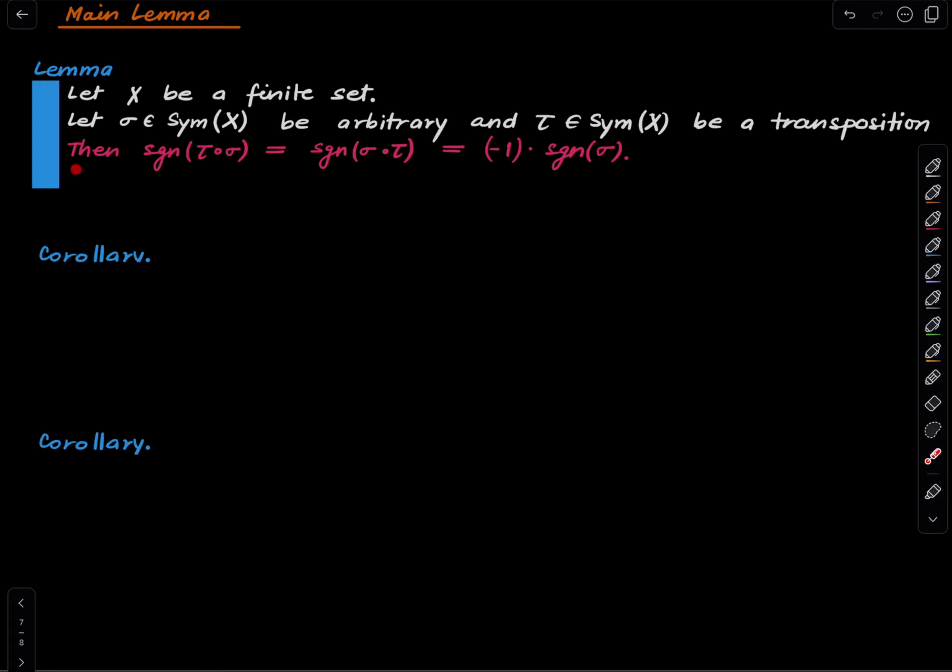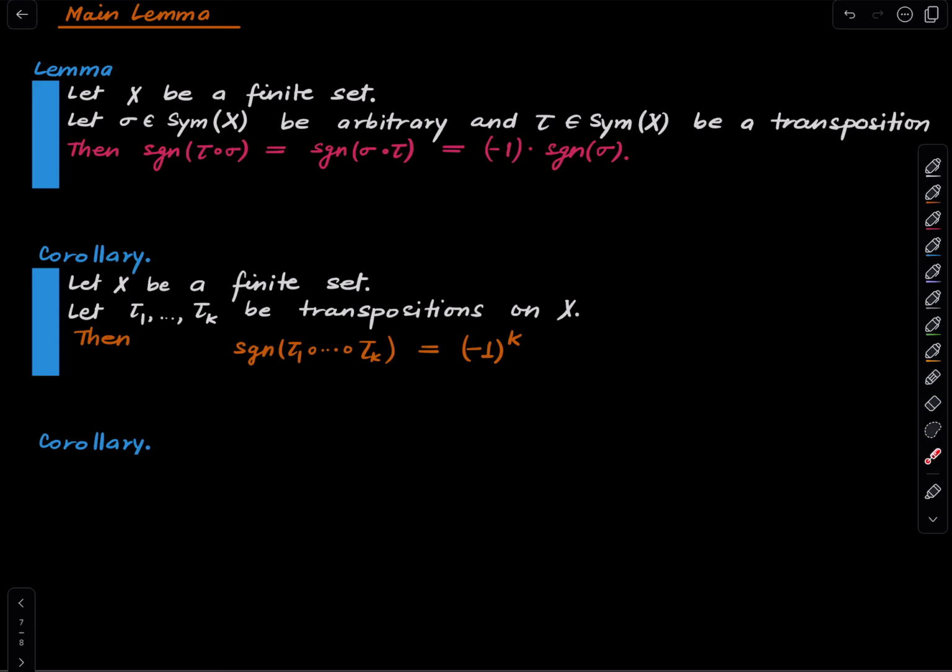Okay, so a very interesting result has been proven, and as a corollary, suppose X is a finite set, and we have some bunch of transpositions, let's say K transpositions. We are not insisting that they are distinct or anything, they are just K transpositions on the set X. Then the sign of their composite, in whichever order you compose them, since these are arbitrary, is -1 to the power K.